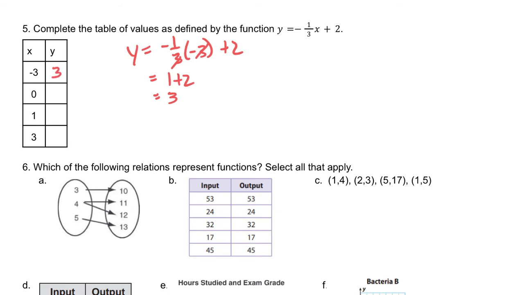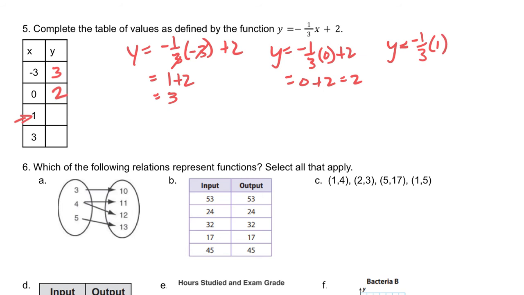And then I'll put 0 in, y equals negative 1/3 times 0 plus 2. Anything times 0 is 0, plus 2 is going to be 2. Then we have y equals negative 1/3 times 1, because I got this 1 right here, plus 2, because that's our function given. Anything times 1 is itself. So negative 1/3 plus 2 would be 1 2/3.